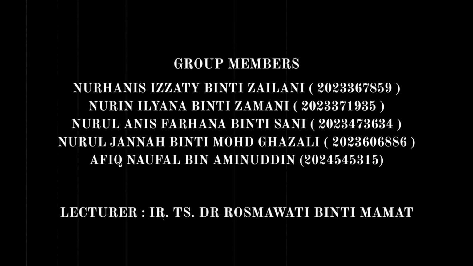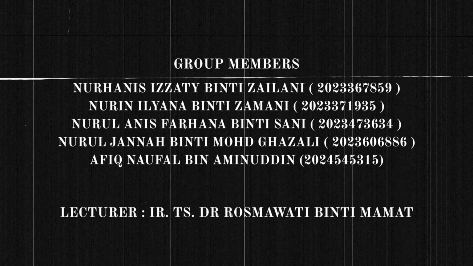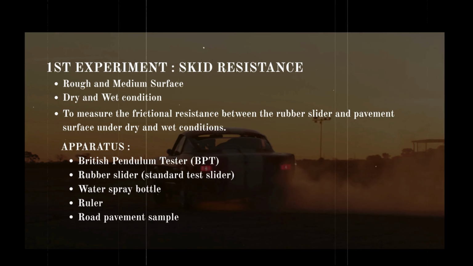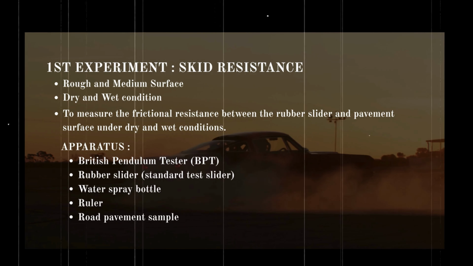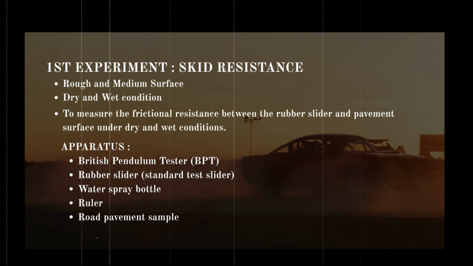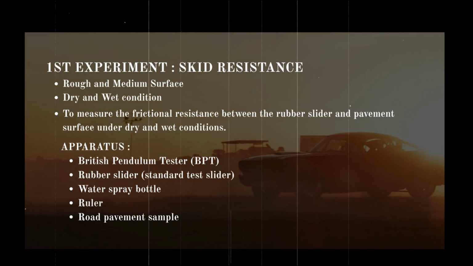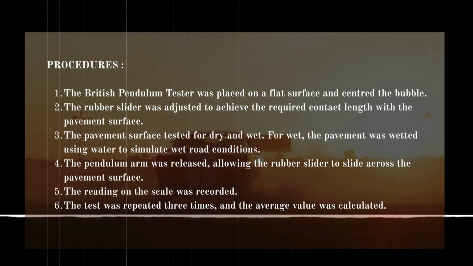This is our team, and we conducted a study on road safety features in UITM Shah Alam for ECG565 Highway Engineering. The first test is the skid resistance test. The objective is to measure the frictional resistance between the rubber slider and the pavement surface under dry and wet conditions. This is the procedure of conducting the test.